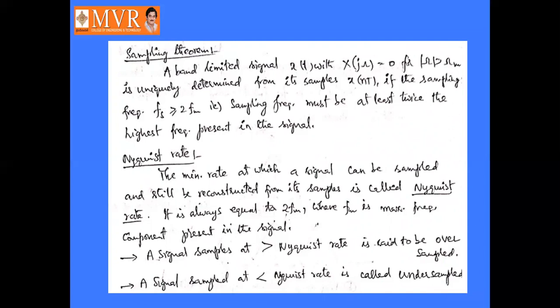So finally, the sampling theorem is defined as: a band limited signal x of t with X of j omega equal to 0 for mod omega greater than omega m is uniquely determined from its samples x of nT if the sampling frequency Fs is greater than or equal to 2 Fm, that is, the sampling frequency Fs must be at least twice the highest frequency present in the signal. That is the definition of the sampling theorem. The band limited signal x of t is uniquely determined from its samples x of nT if the sampling frequency Fs is greater than or equal to 2 Fm, that is, the sampling frequency must be at least twice the highest frequency present in the signal. That is the actual definition of the sampling theorem.